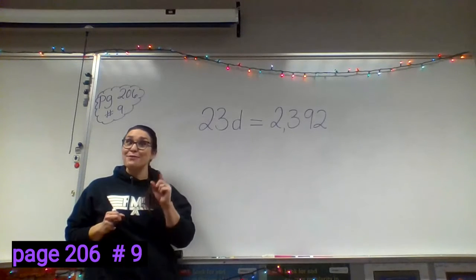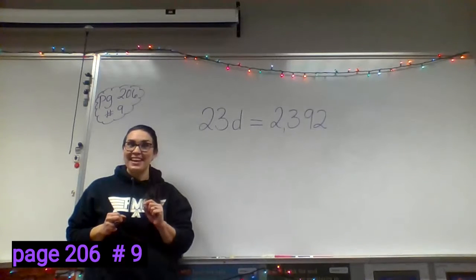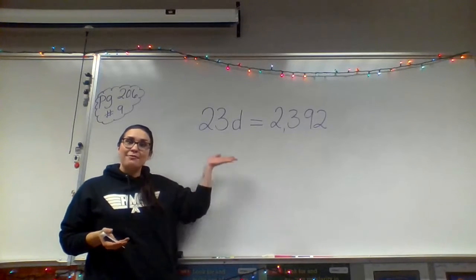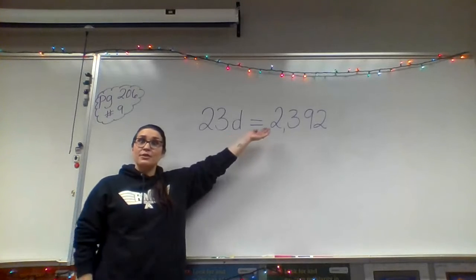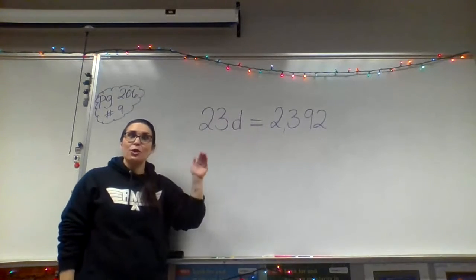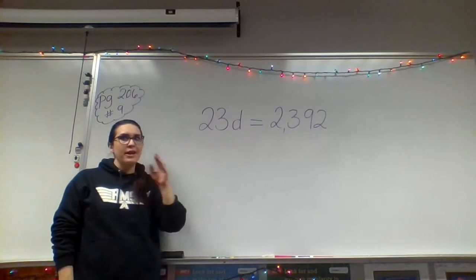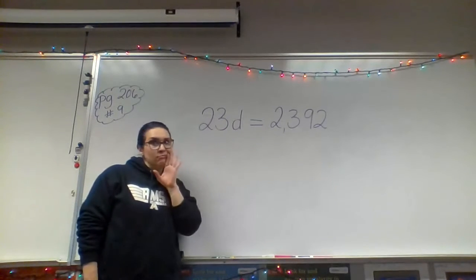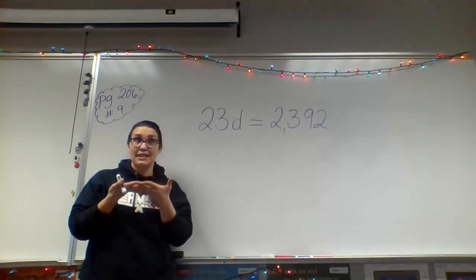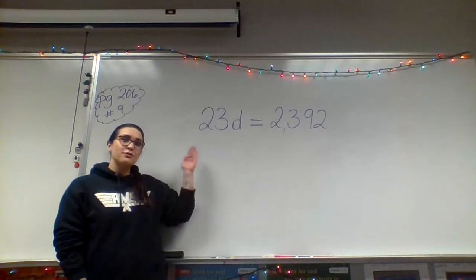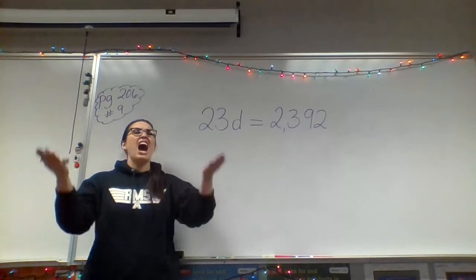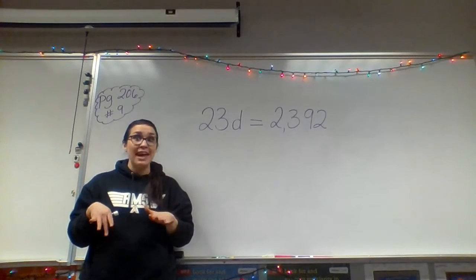All right, my friends, so the first example in your book that I'd like to look at together is on page 206, and it's number 9. We have 23d equals 2,392. Now, don't forget, when you have a coefficient, 23, right next to a variable, d, that's telling you to multiply those two values together, right? So if we actually have 23 times d, think to yourself, how do we undo that multiplication?